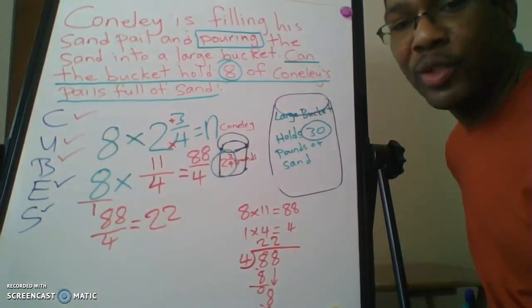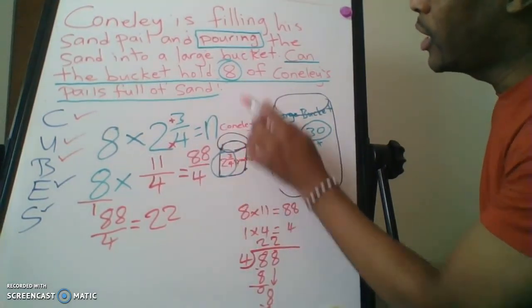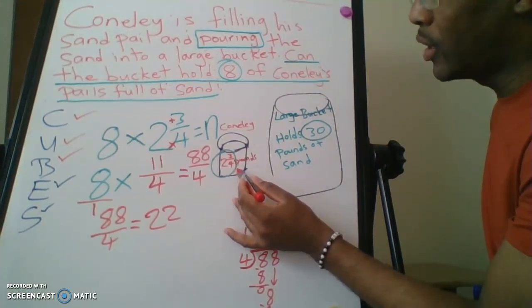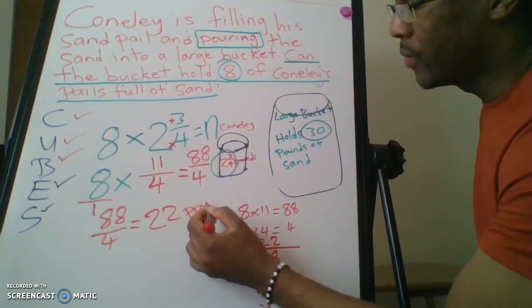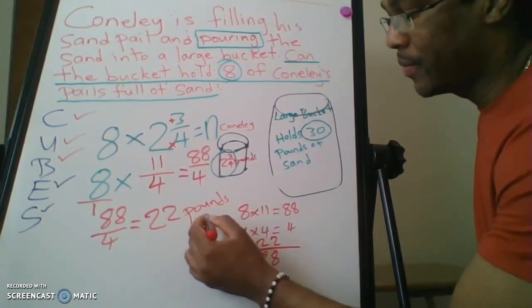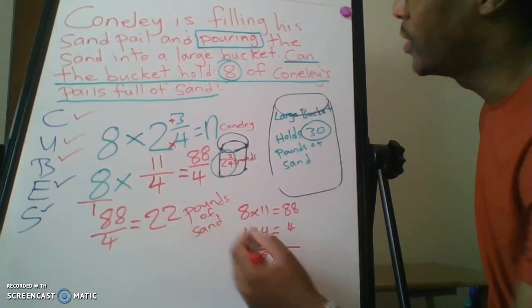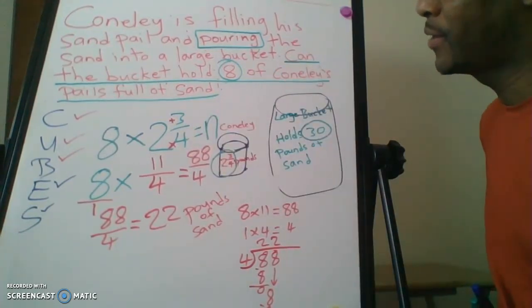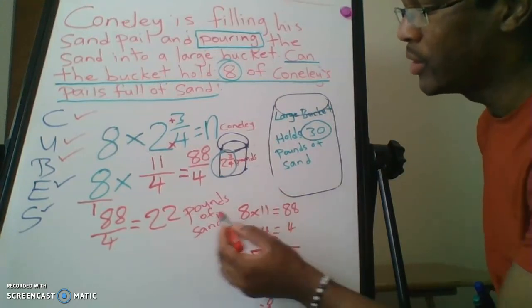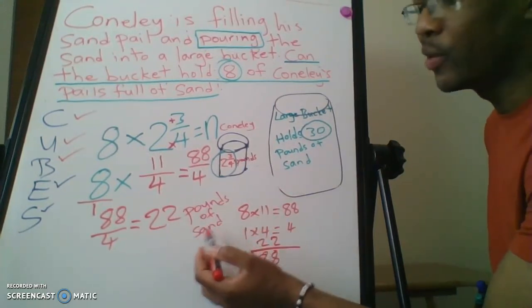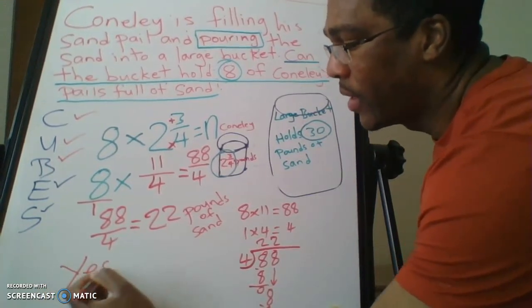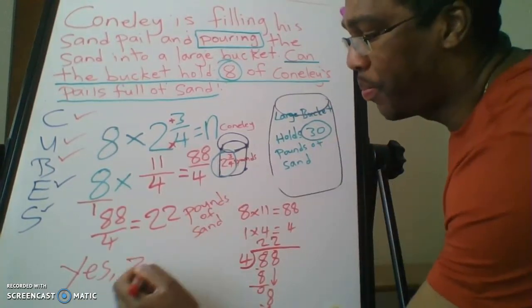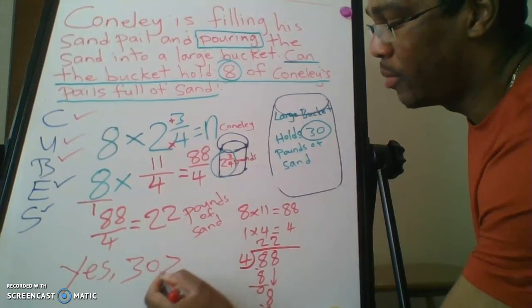All right, this one is pretty straightforward. Now I know 8 of Conley's pails is going to have a total of 22 pounds of sand. So I want to know, can the bucket hold 8 of Conley's pails full of sand? In other words, can the bucket hold 22 pounds of sand? Absolutely. The answer is yes. Why? Because 30 pounds is more than 22.